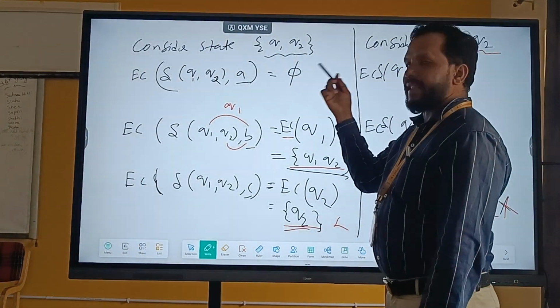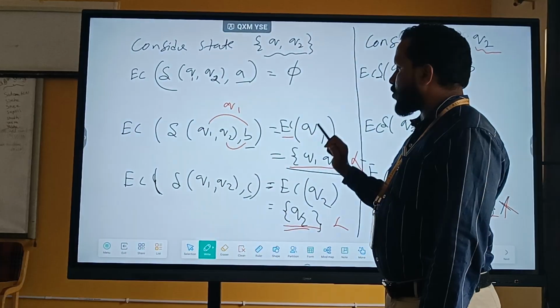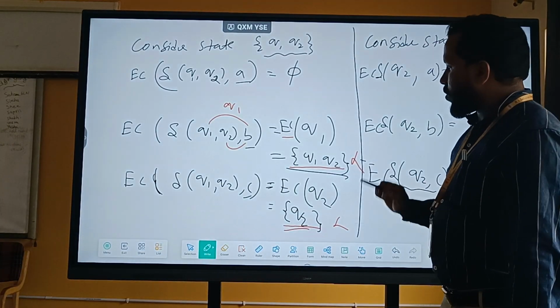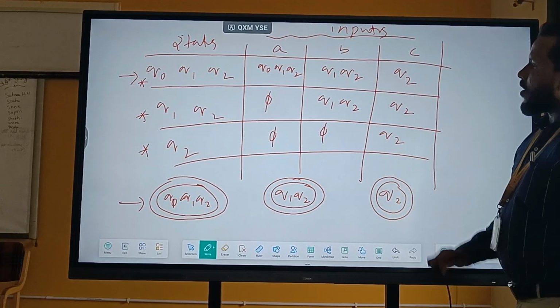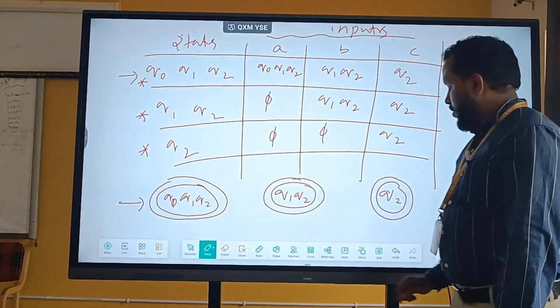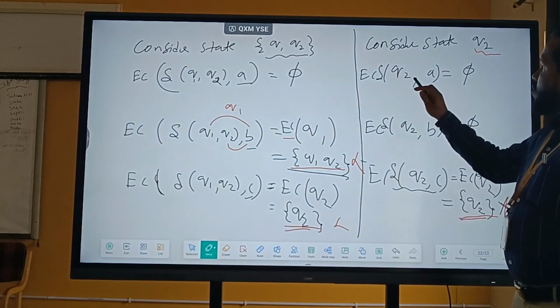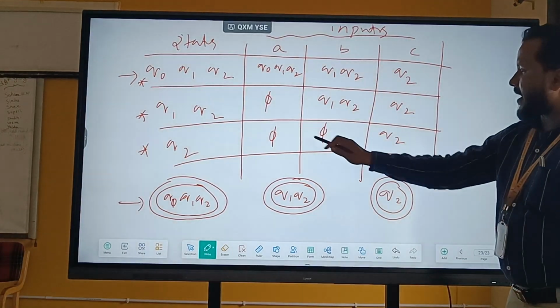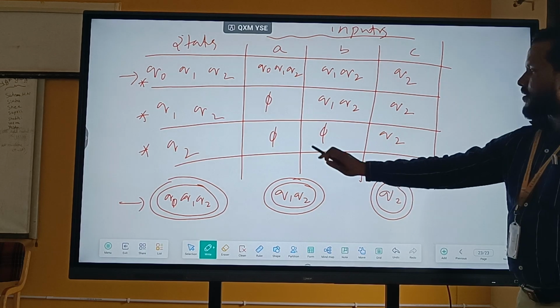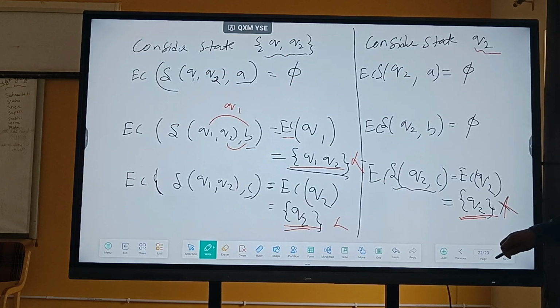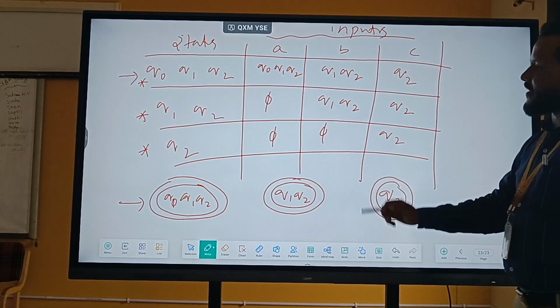Q1 and Q2 on A, none, there is no transition. On B it is going to Q1 and Q2. On C it is going to Q2. Same thing we have written in the transition table. Now come to Q2. Q2 on A, where is it going? Null, we don't have. Q2 on B, we have null. Q2 on C, what is the result we got? Q2. So the transition table is written, and now we write the DFA.